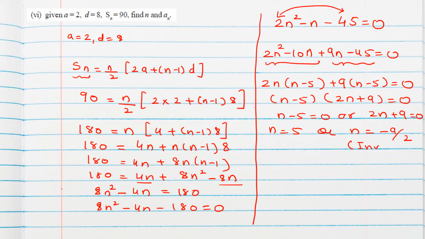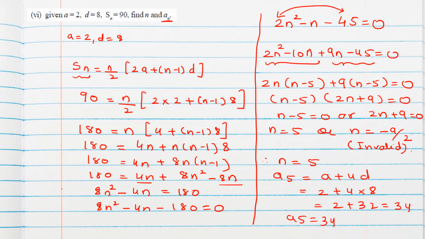So this value is invalid because, as I told you earlier also, the number of terms cannot be negative and cannot be a fraction or decimal also. It should be a positive integer. So therefore n is 5. Now to find an, that is a5, because n is 5 now. So an is equal to a5. So a plus 4d. a is given 2 and d is given 8. So 32 plus 2 is 34. So a5 is 34.